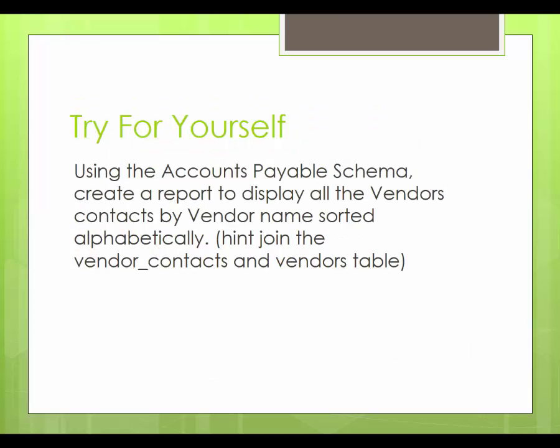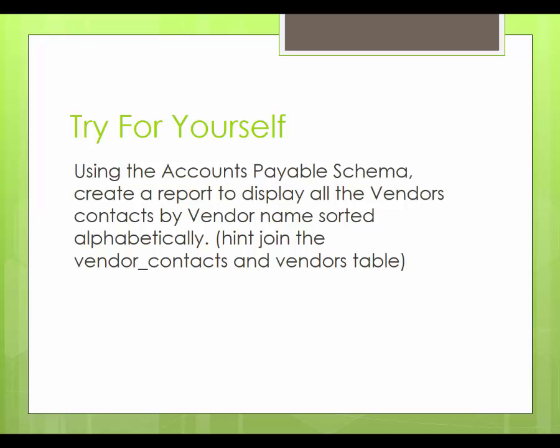So now what I would like to do is I would like you to try it for yourself. I'd like you to pause the video, and go into your SQL Developer and create a report. A report is just the output that we're used to that will display all vendor contacts by vendor name sorted alphabetically. So you're going to use your accounts payable schema, your vendor table, and your vendor contacts table. You're going to look to see what they have in common, and you're going to join the tables on what they have in common. So go ahead and take a moment to do that, and then come back and we'll go through the solution.